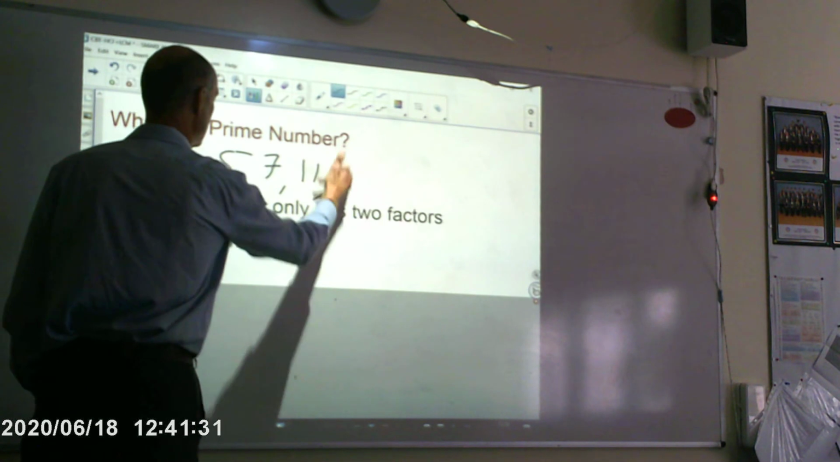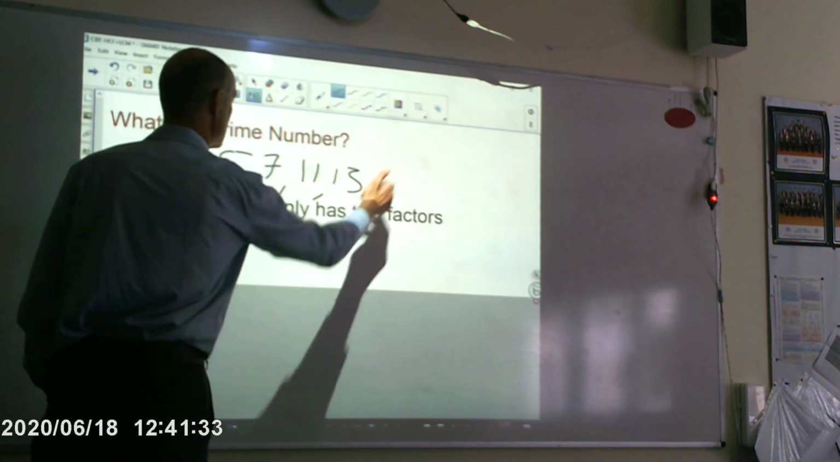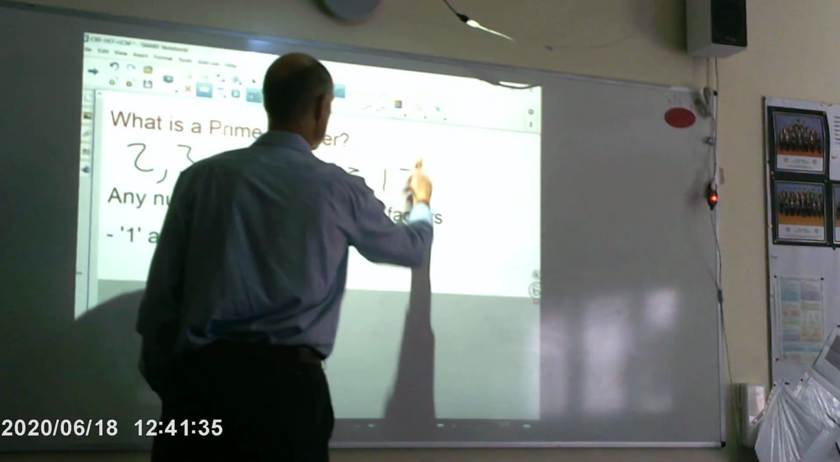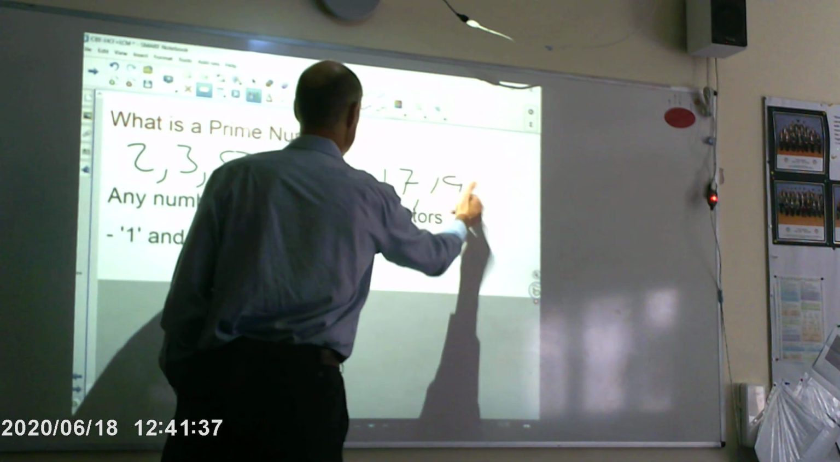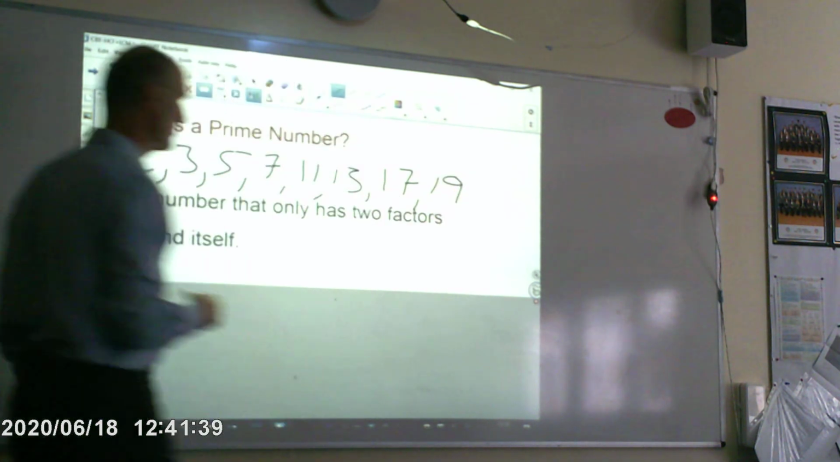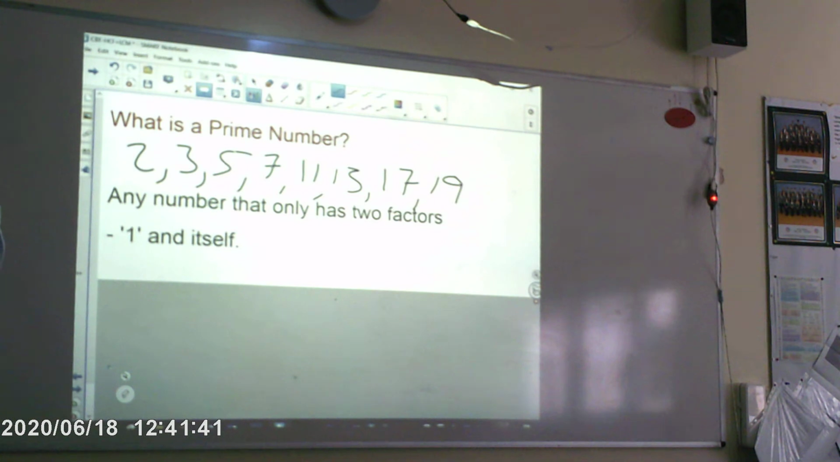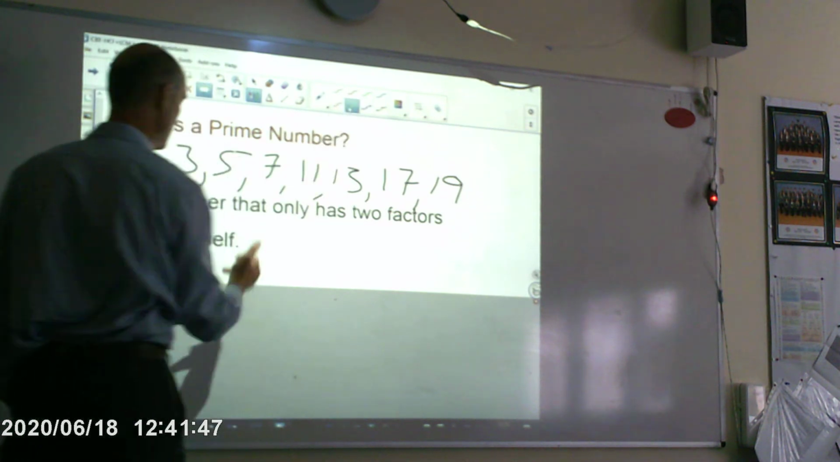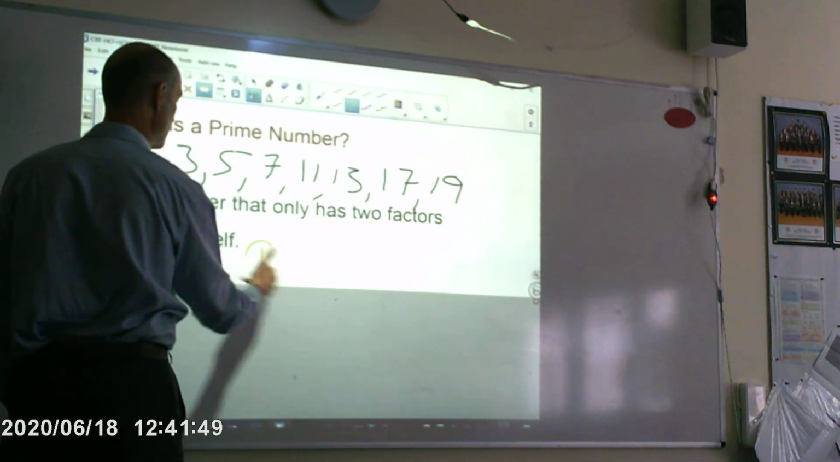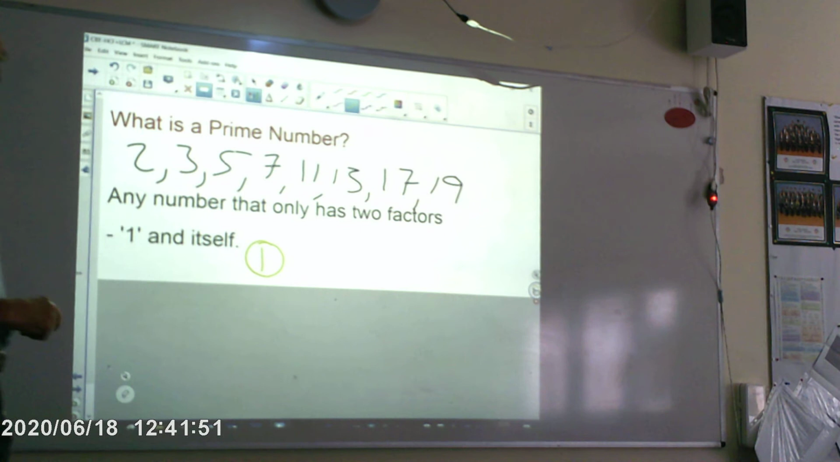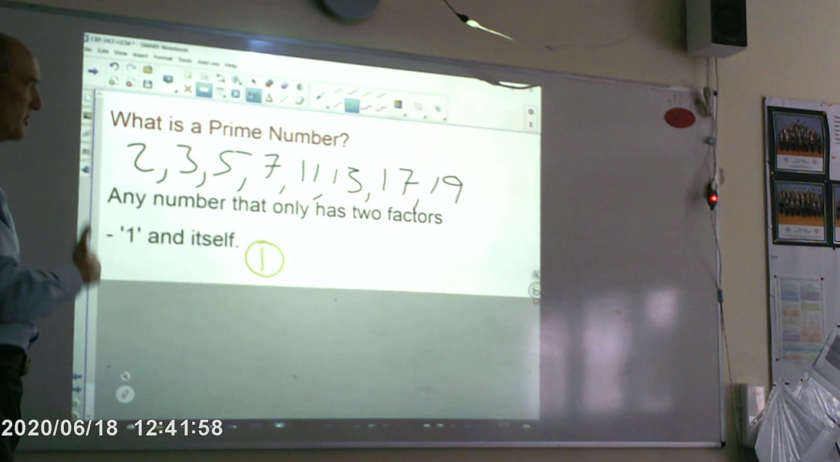11. 13. 17. 19. Which for the most part of GCSE are most of the prime numbers that you would need to deal with. Important thing to remember, 1 is not a prime number. As far as you're concerned, 1 is not a prime number. Okay? Prime number, any number that can only be divided by 1 and itself.